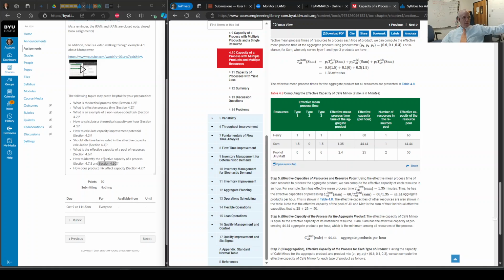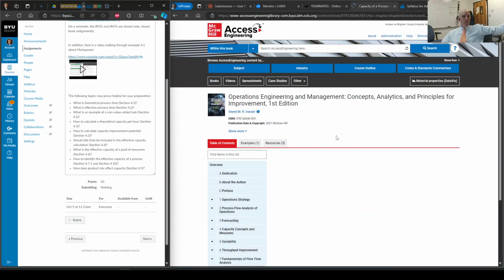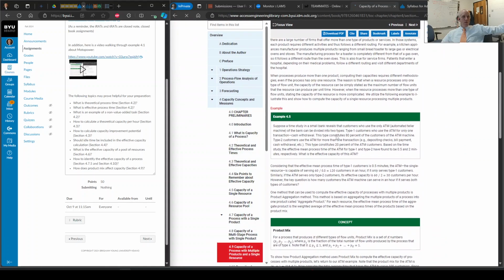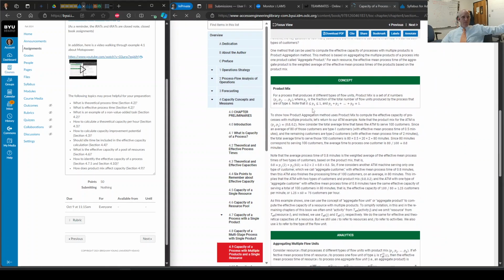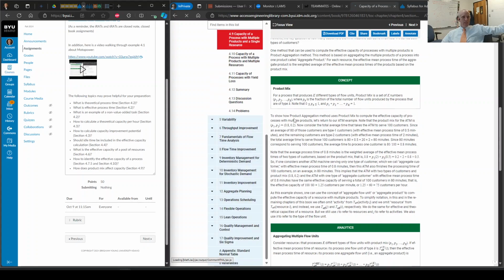But that's the answer to that one. Finally, how does the product mix affect capacity? Section 4.9, we're going to talk about product mix, and that's referring to the level of different products that go through the process. It's talking about product mix.